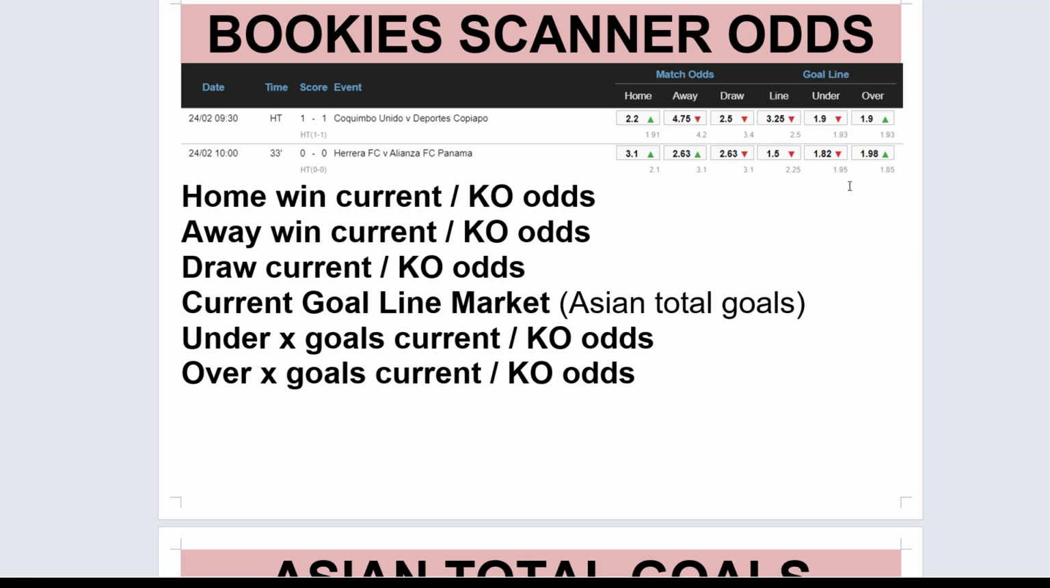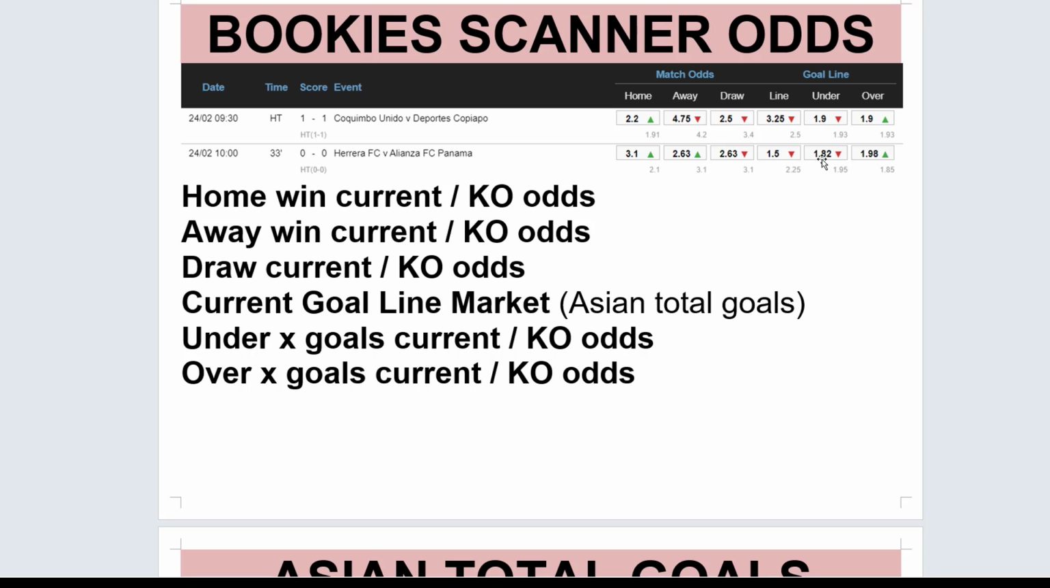The Bookie scanner odds has the home, away and draw current odds and also their pre-match odds. But instead of the over and under 2.5 goals market odds, it has the current goal line odds. And what we mean by that is the current over and unders market that is nearest to evens, nearest to 2.0. This is because often with Asian market betting, they like to place bets on things that are 50-50. And here it tells you which current goal line market is nearest to evens. So here we can see in this Herrera game, it says 1.5. So that's the over under 1.5 goals market.